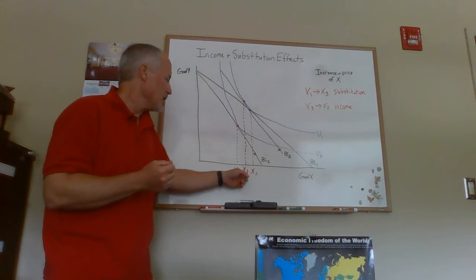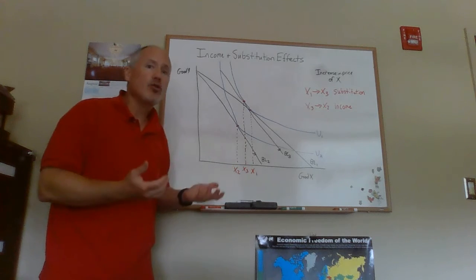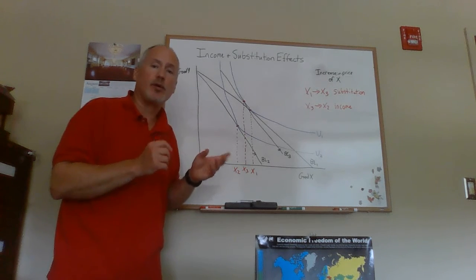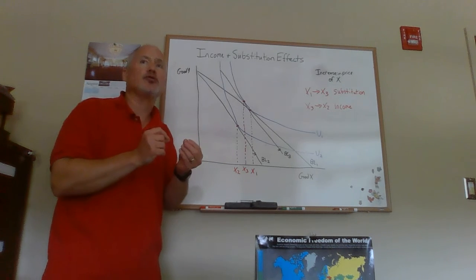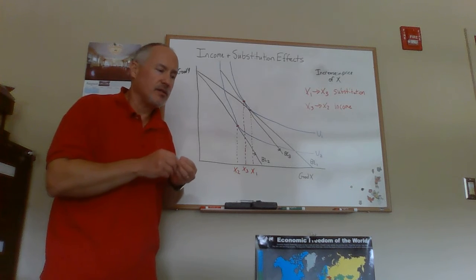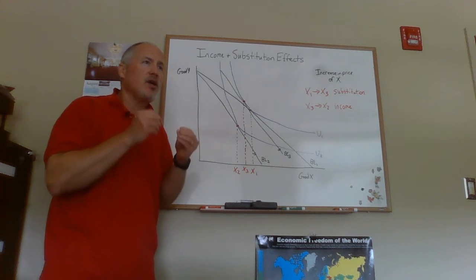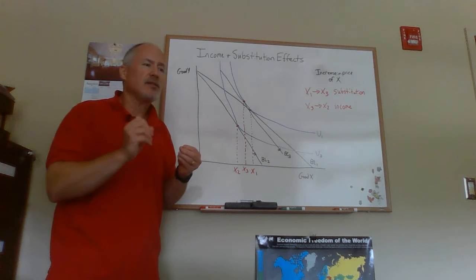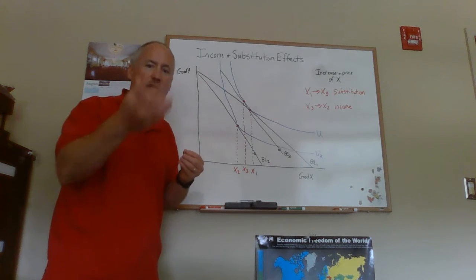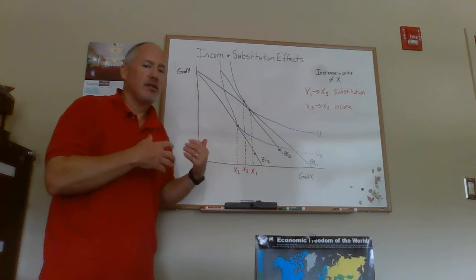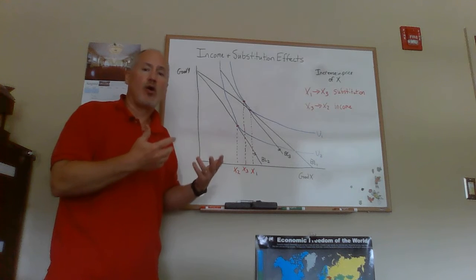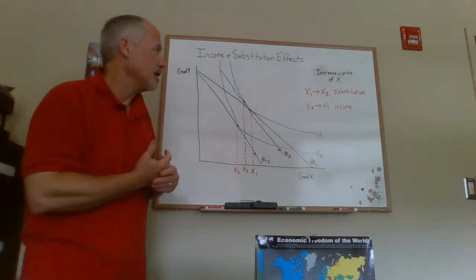So here you see the substitution effect was to reduce the amount of X that the person consumes, and then the income effect also reduced the amount of X. But that's only for a normal good. If you have an inferior good, the income effect will actually be in the opposite direction of the substitution effect. So for a normal good, the income effect adds to or builds on or supplements the substitution effect. For an inferior good, the income effect actually cancels out or offsets part of the substitution effect.